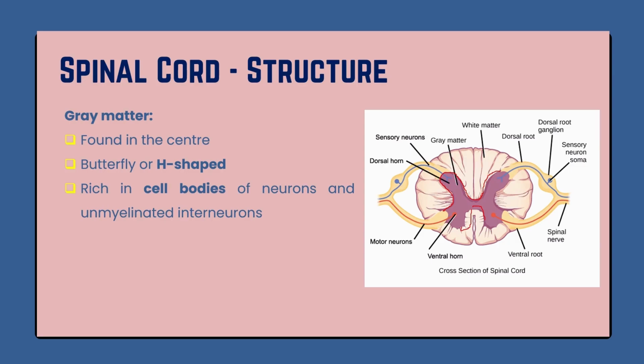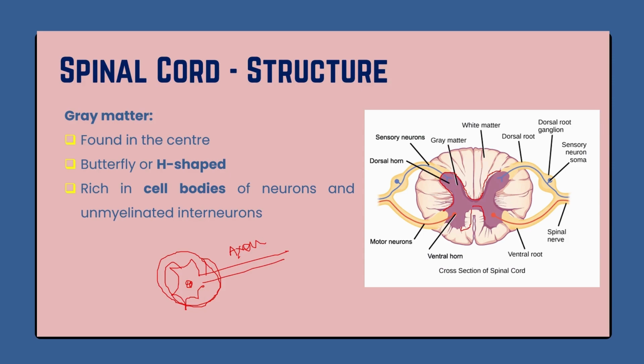Now, why is this gray in color? Because it is rich in cell bodies of neurons and unmyelinated interneurons. We said that brain and spinal cord are made of interneurons, right? Which part of the neuron is this rich in? Cell bodies. Remember the parts of the neuron? We had a cell body, then we had an axon. So this gray matter is rich in cell bodies, and we have unmyelinated interneurons, which do not have any myelin sheath covering. So that is gray matter for you.